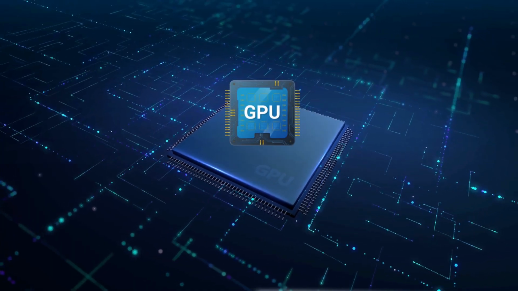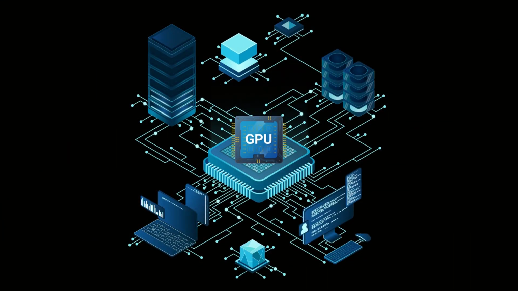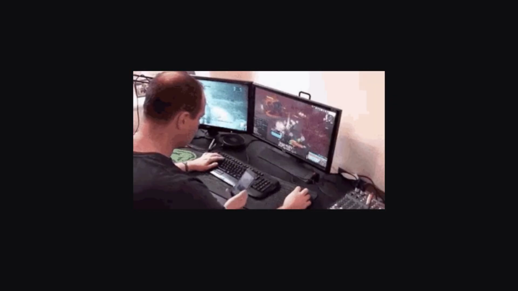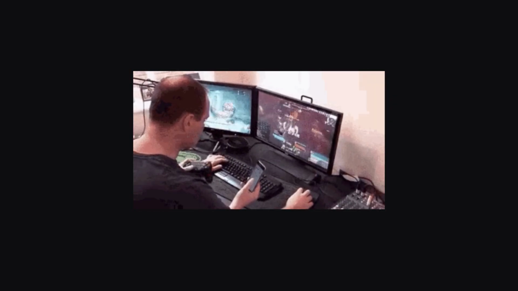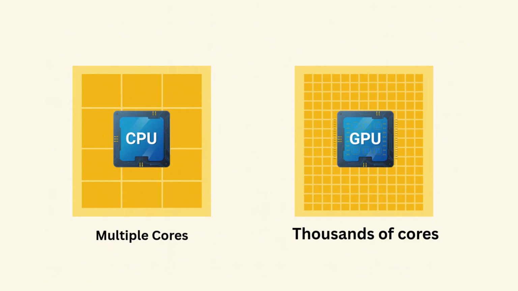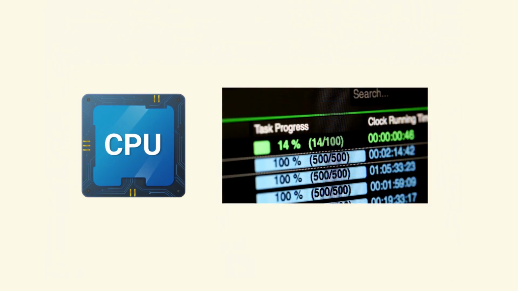But a GPU isn't only for visuals. It's actually a processor designed for parallel calculations, meaning it can perform thousands of smaller tasks at the same time. This is very different from a CPU, which is optimized for fewer, more complex tasks.